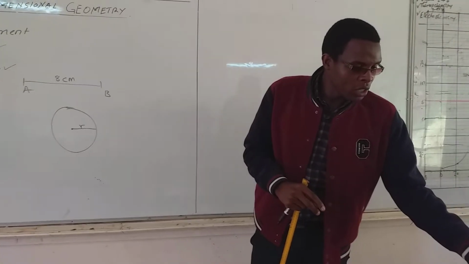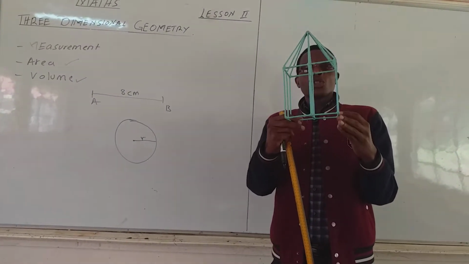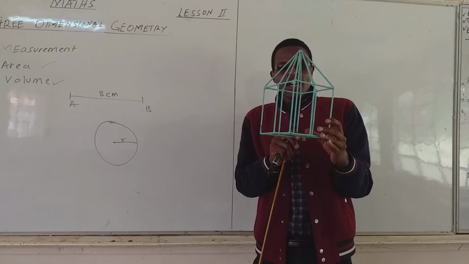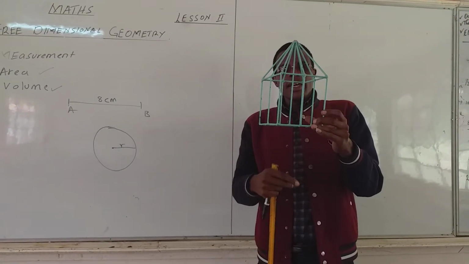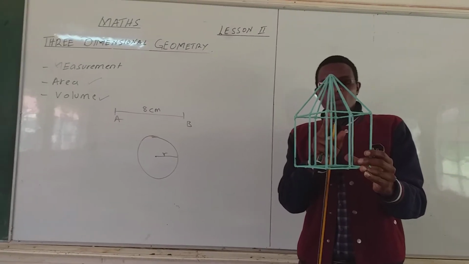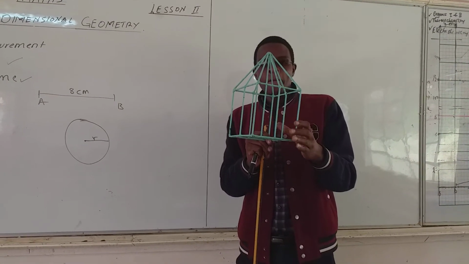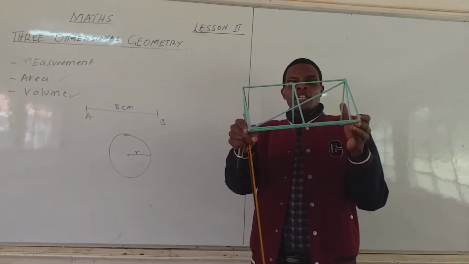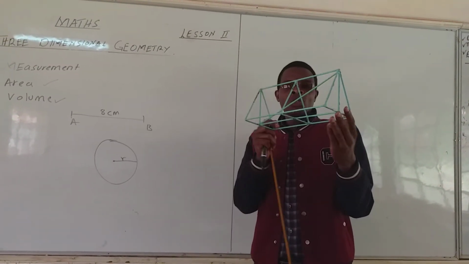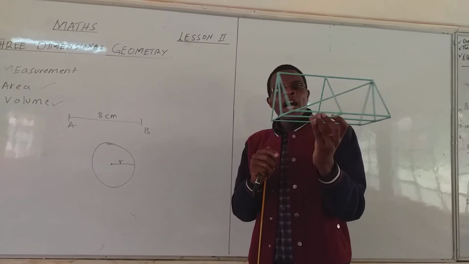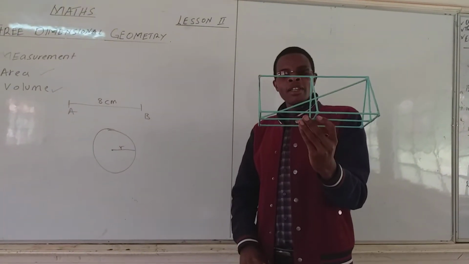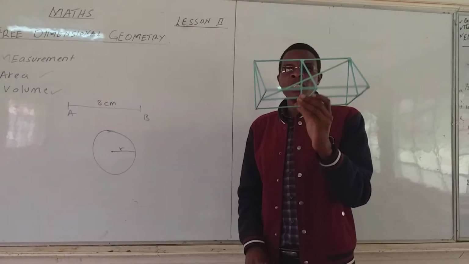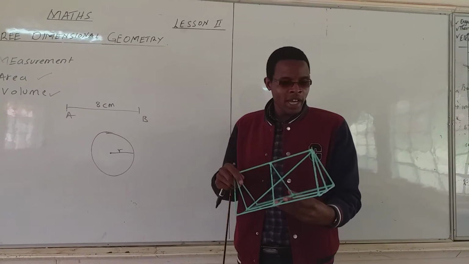Also, we can talk about another figure, this one. This is also another example of a three-dimensional geometry, whereby we can find the area of this figure, we can find the volume of this figure, and at the same time we can find the measurement of this figure. Also, what we have here is another prism, in the form of a roof of a house. Not a pyramid, but a prism, and we can find the area and the volume of this one. Also, we can find the measurement of this geometry. So this one also is a three-dimensional geometry.